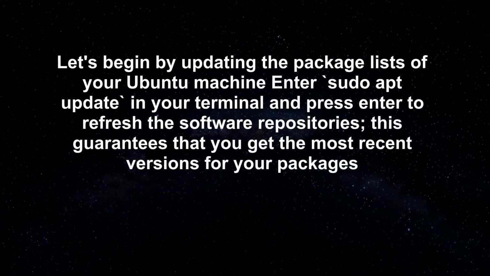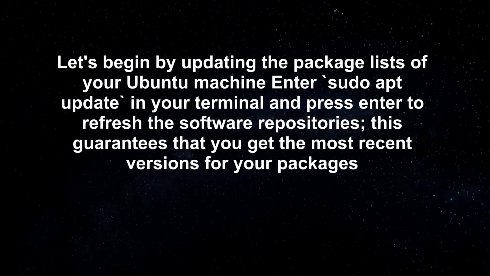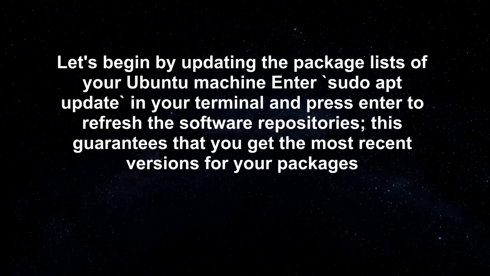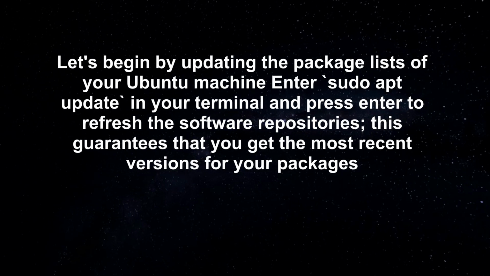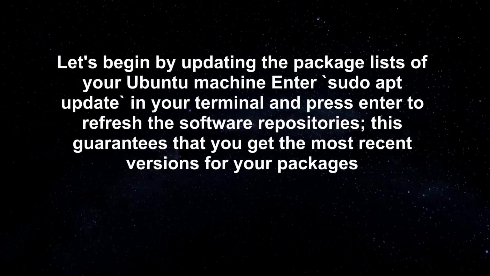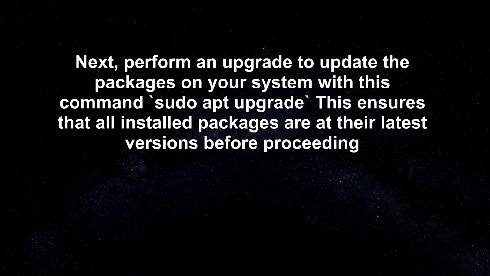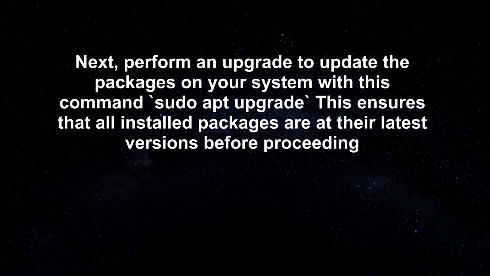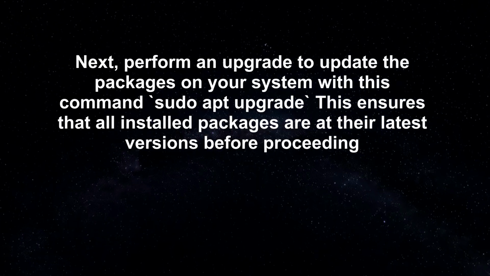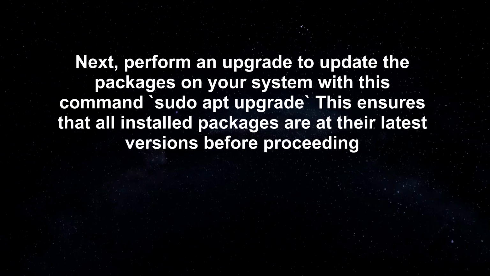Let's begin by updating the package list of your Ubuntu machine. Enter sudo apt update in your terminal and press enter to refresh the software repositories. This guarantees that you get the most recent versions for your packages. Next, perform an upgrade to update the packages on your system with this command: sudo apt upgrade. This ensures that all installed packages are at their latest versions before proceeding.